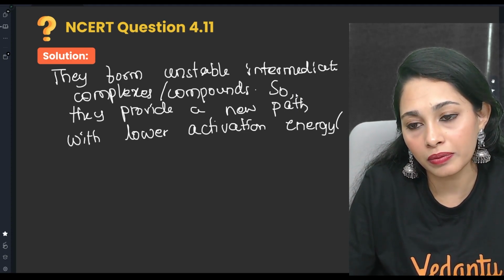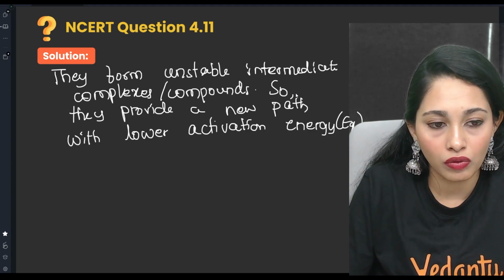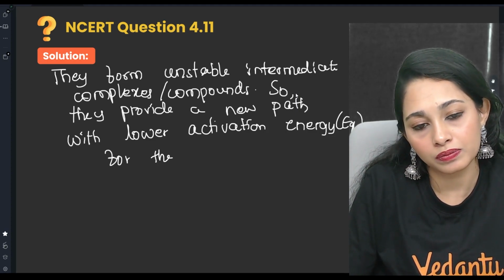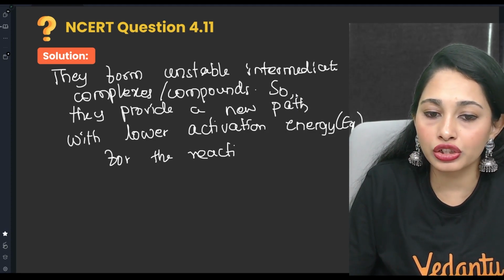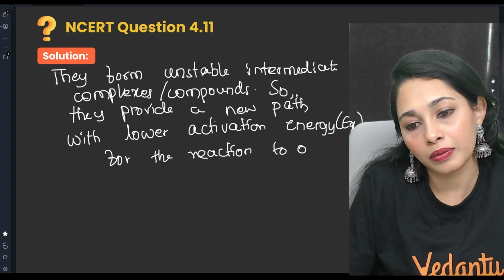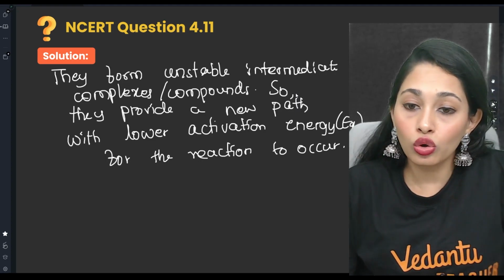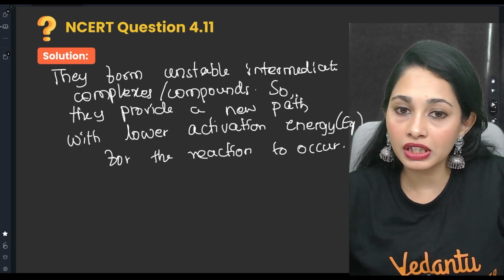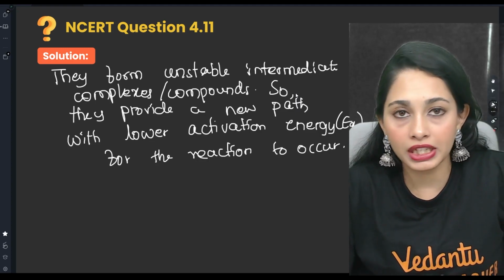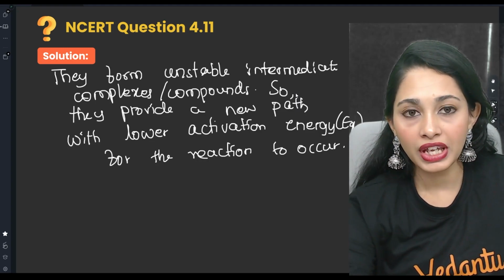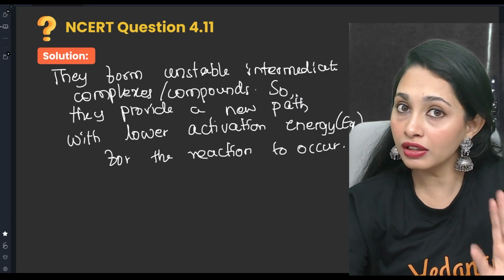Activation energy for the reaction to happen. For the reaction to occur. So the lower the activation energy, the faster will be the reaction. So we have explained the reasons for all the 4 statements.